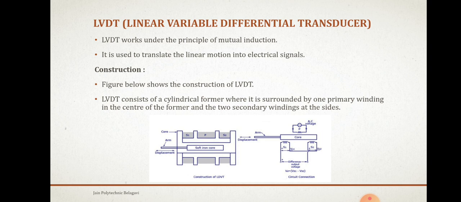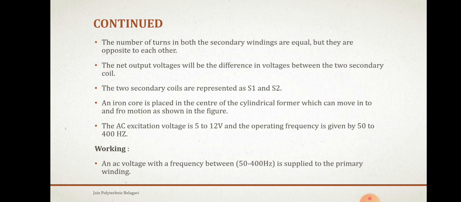So you can see over there in the diagram, construction of LVDT, what does it consist of? A cylindrical former surrounded by one primary winding in the center of the former and two secondary windings at the sides. So the primary winding will be in the center and beside it there will be two secondary windings. Okay. Then the number of turns in both the secondary windings are equal, but they are opposite to each other. Okay. The net output voltage will be the difference in voltages between the two secondary coils.